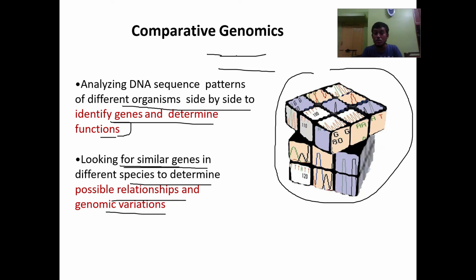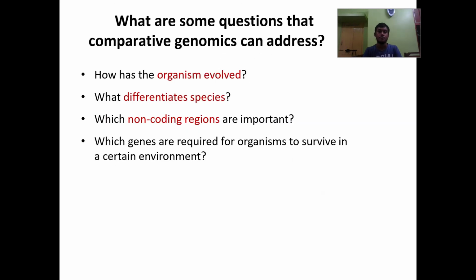So as I said, if there are two different DNA sequences present here, we try to find out the similarities and the differences between the two sequences. We try to find out which genes are similar and which genes are dissimilar, and try to find out the mutual relationships between the two DNA sequences and the variations they carry with their dissimilarities.